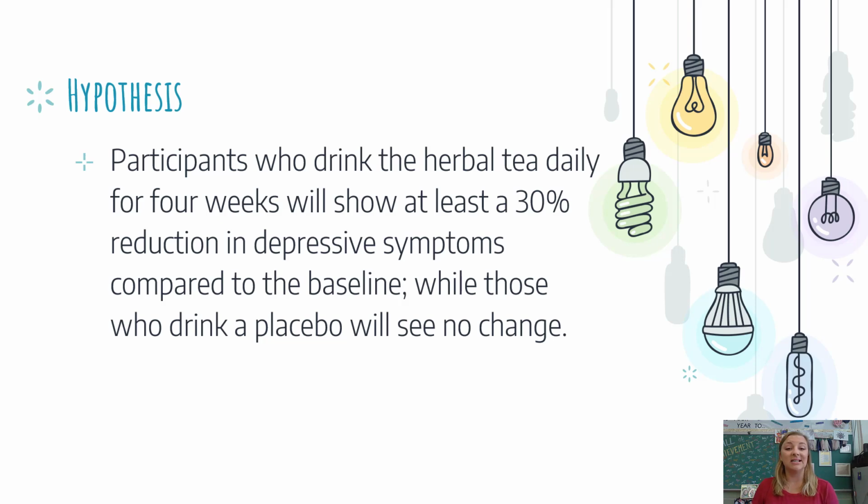This hypothesis is testable, right? We can test to see whether or not that herbal tea has shown a reduction in depressive symptoms. This is also falsifiable because we can prove it wrong. We can prove that there isn't at least 30% reduction in the depressive symptoms. So our hypothesis has to be both testable and falsifiable.